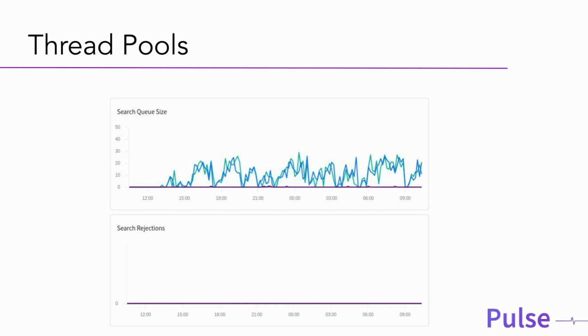It basically looks like this, right? So on Pulse, it looks like this. Search queue size, this is some sort of a pattern that you can see here.